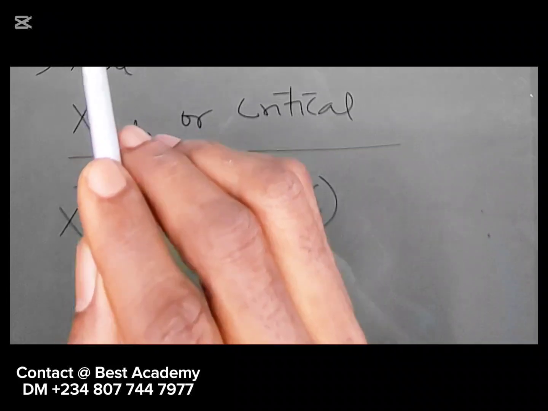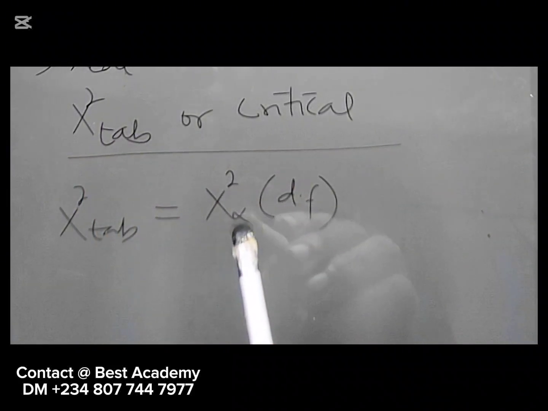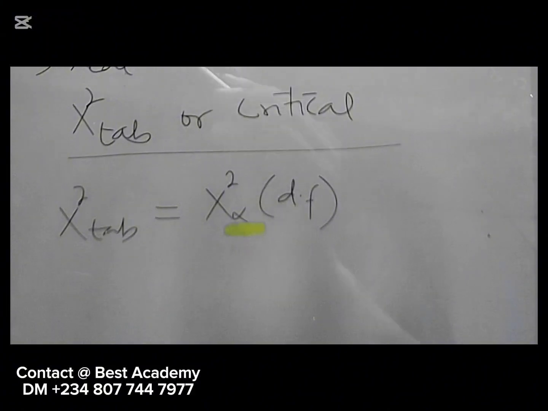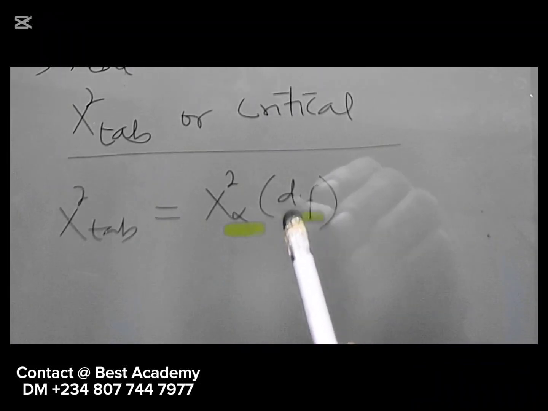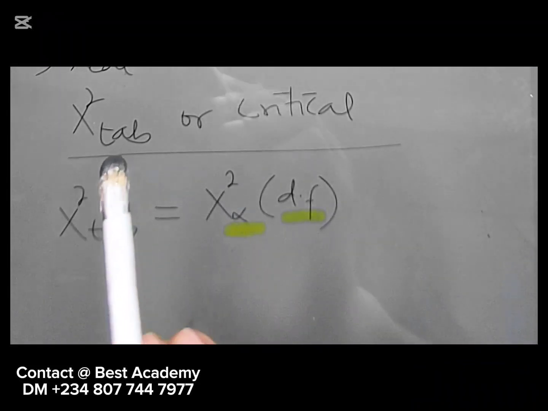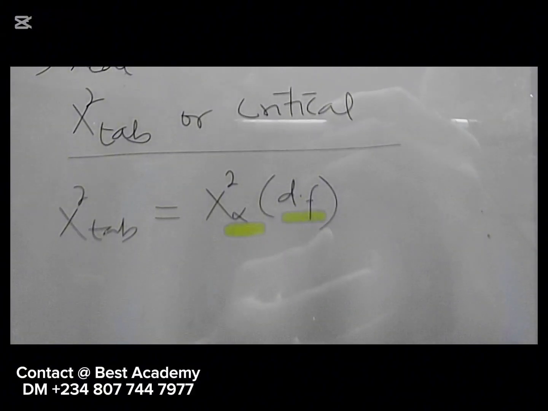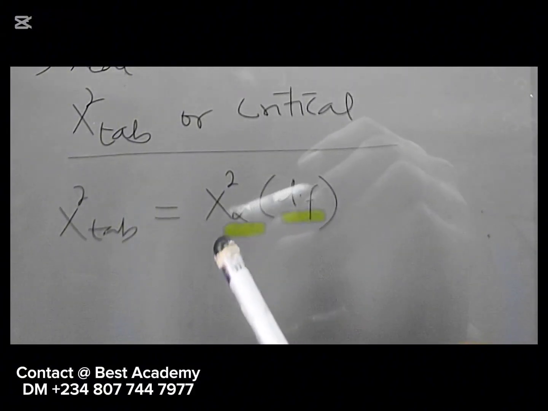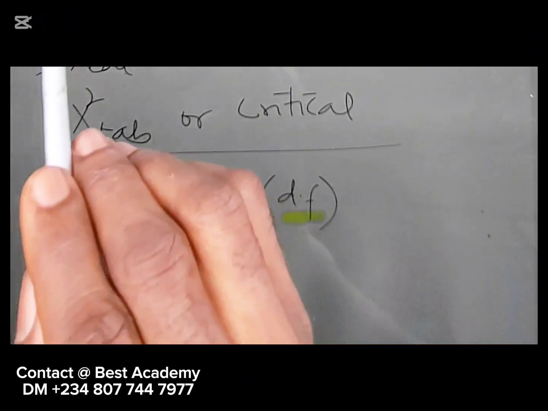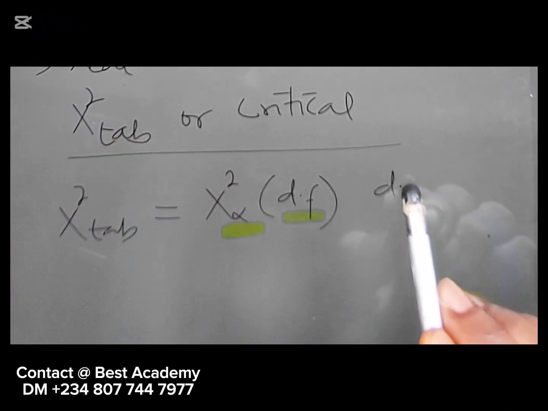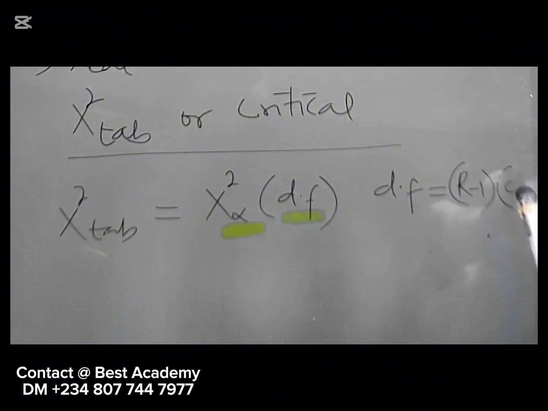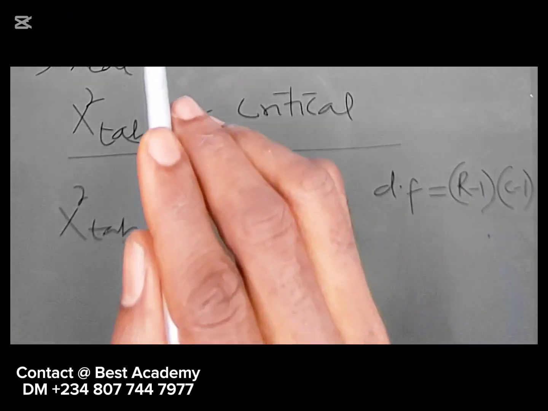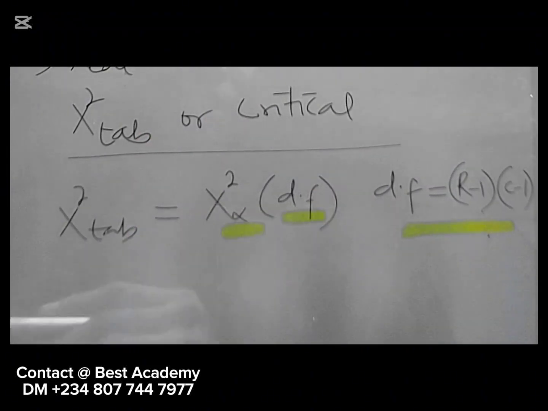This alpha you are seeing here is the level of significance. The level of significance is the percentage given to you, and we are going to consider that, while df is degree of freedom. So chi-square tab depends on two things: the level of significance and the degree of freedom. The formula for degree of freedom for chi-square is (row minus 1) times (column minus 1). Please take note.